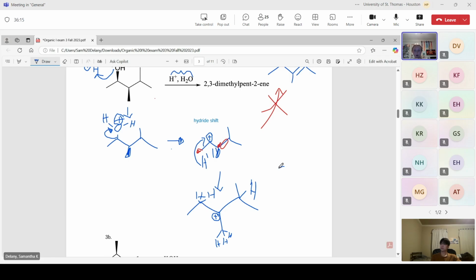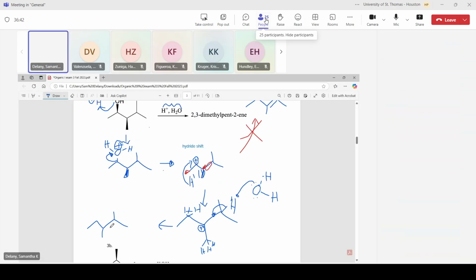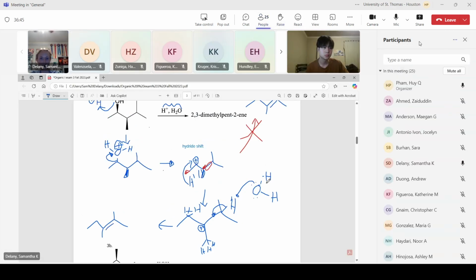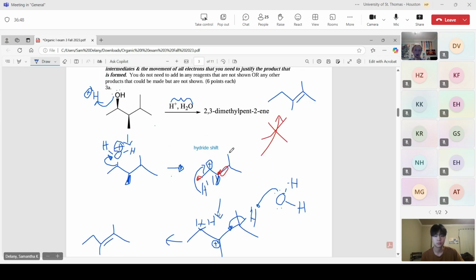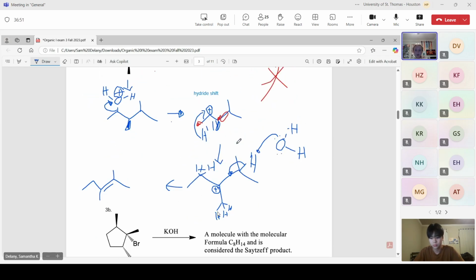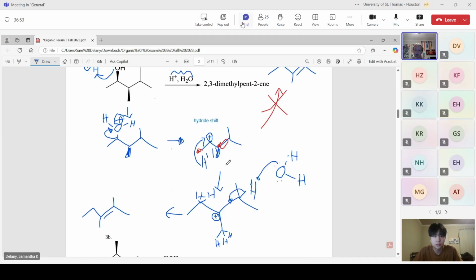So water, which is a pretty good base, even though it's weak, is going to come in as a base and remove this hydrogen to fix our charge. So it's going to remove the hydrogen, and the lone pair that once was attached to the hydrogen is going to come down and form that double bond, fixing that carbocation charge. And so what you end up with is 2,3-dimethyl pent-2-ene. Perfect. That's exactly what we wanted. Matched exactly. Any questions on that one? That one's just a simple dehydration reaction.